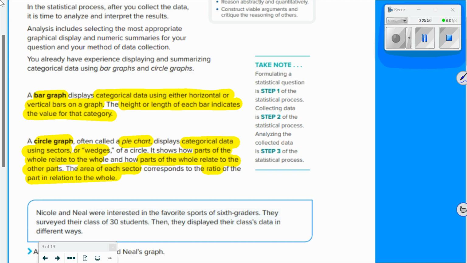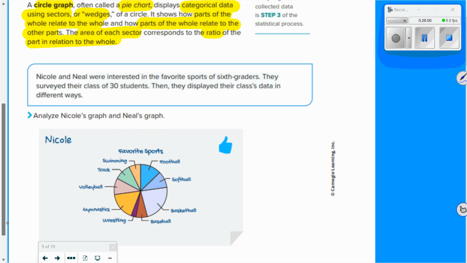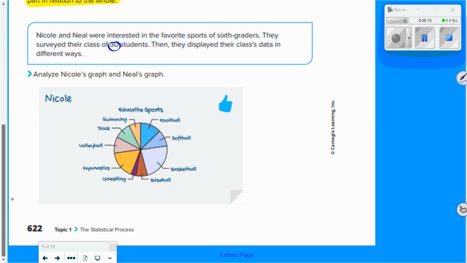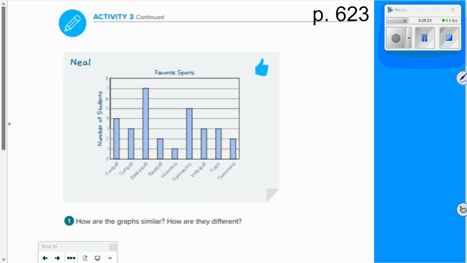Excuse me. So just to help you guys see this, we've got a couple examples. Nicole and Neil looked at favorite sports. They surveyed 30 students in their class. Then they displayed their class's data in different ways. We want you guys to take a look. Nicole used a pie chart or a circle graph, and Neil used a bar graph.